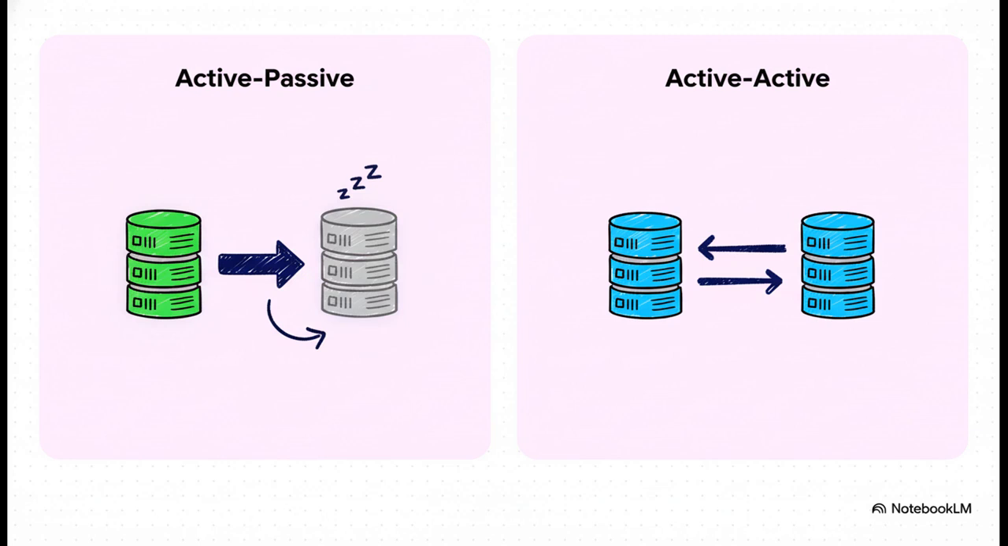Think of it like a primary server and a backup server. The primary is doing all the work, handling all the traffic, while the backup is just waiting. It's on standby. And for this setup, you use the Route 53 failover routing policy. Now, on the right, you've got active-active.